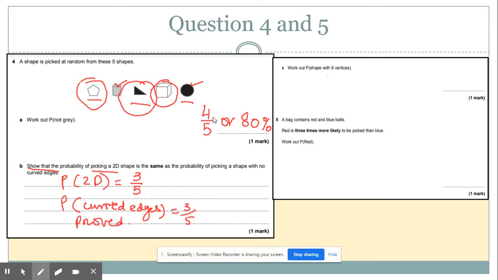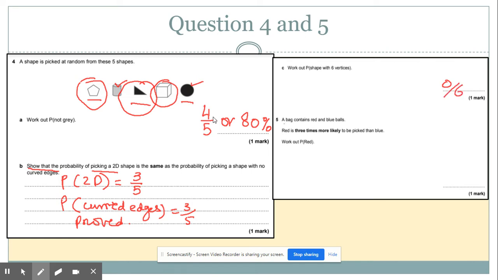Work out the probability of a shape with 6 vertices, 6 corners. These are the flat shapes, so we are not going to look at them. This one has no corner in there. 1, 2, 3, 4, 5, 6, 7, and 8 will be 8. So there is no shape with 6 corners, 6 vertices. 0 out of 5 or just 0.